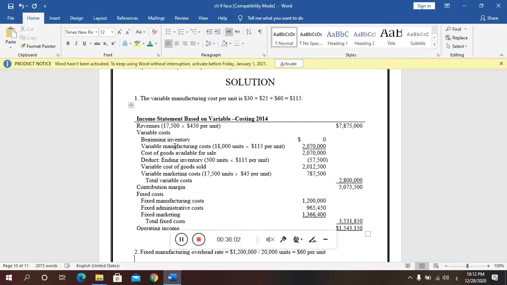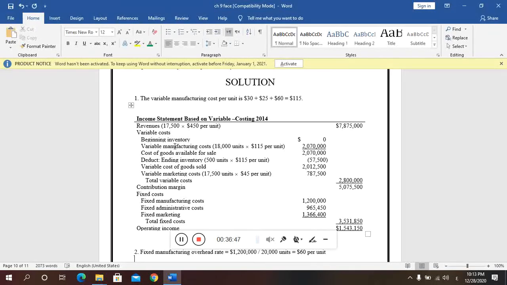We have to differentiate between the units. We have units produced, units sold, units of ending inventory and units of beginning inventory. Each unit is used in each place. Don't mix between them. Here we need to calculate variable manufacturing cost during the year, so we will use the units produced. We will get cost of goods available for sale minus ending inventory, so we need to use the units in ending inventory. Ending inventory was 500 units multiplied by variable cost per unit, because we prepare the income statement under the variable method.